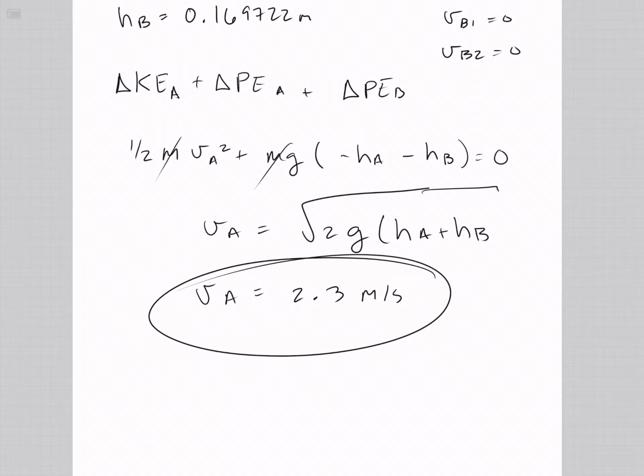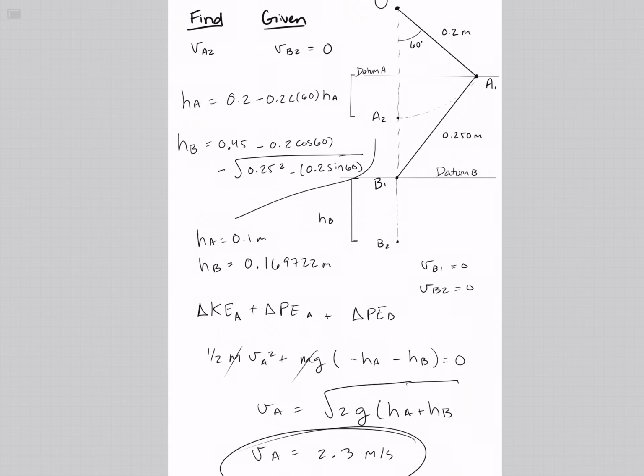So the most complicated part is recognizing that with two masses, you're going to have two different potential energy values, and you need to be able to recognize what is equal to 0.